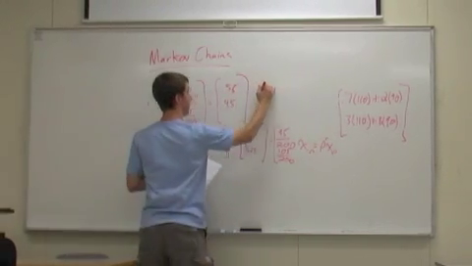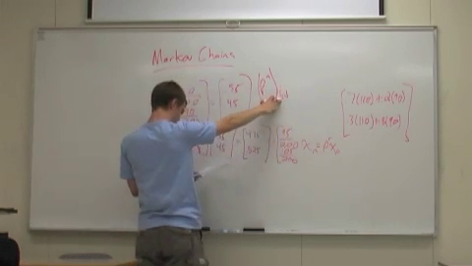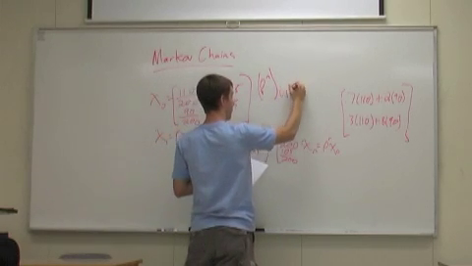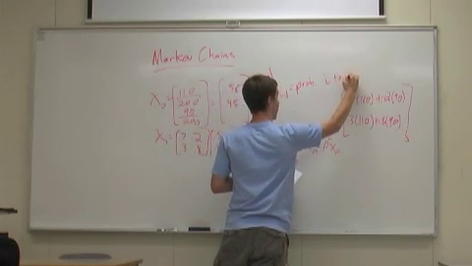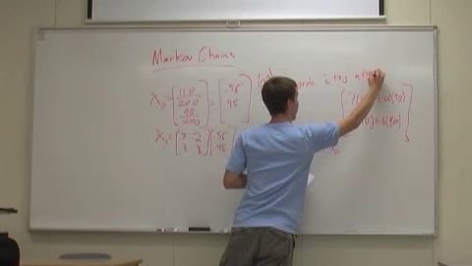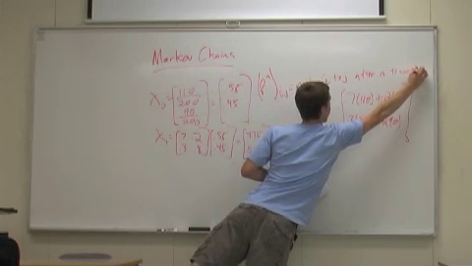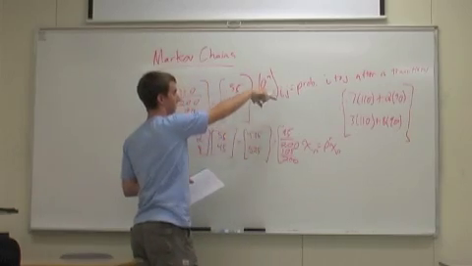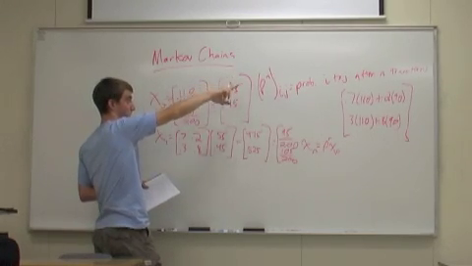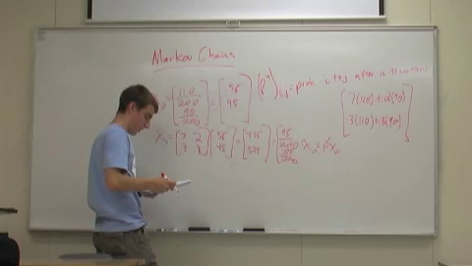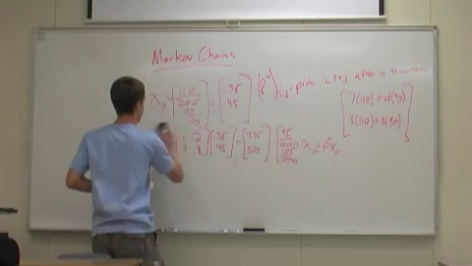And the ijth entry of P to the n is actually the probability of going from i to j after n transitions. Right, so this just kind of makes sense: the ijth entry of the probability matrix raised to the n power is going to tell you your chance of going there. That's pretty nifty.